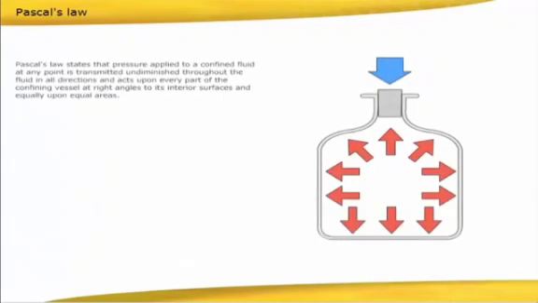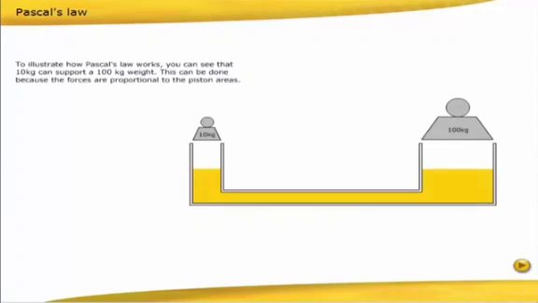Pascal's law states that pressure applied to a confined fluid at any point is transmitted undiminished throughout the fluid in all directions and acts upon every part of the confining vessel at right angles to its interior surfaces and equally upon equal areas. To illustrate how Pascal's law works, you can see that 10 kilograms can support a 100 kilogram weight. This can be done because the forces are proportional to the piston areas.